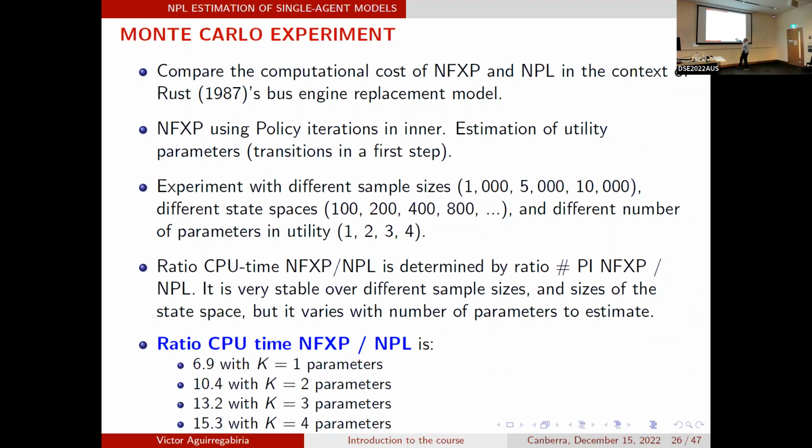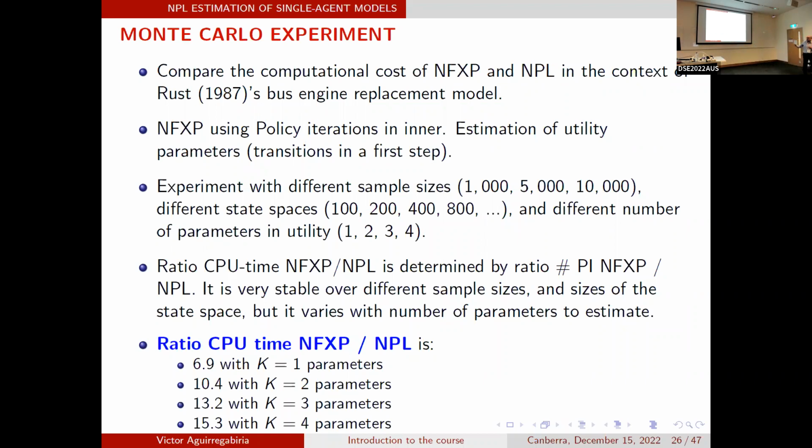And then in this experiment, what we get, this is the average time over, for each of these DGPs, we consider 1,000 replications, okay, to have some idea of what the average is. Again, everything is very stable across the different Monte Carlo samples, okay? Then with one parameter, the nested fixed point needs 7 times as many policy iterations as NPL. With 2 parameters, this increases to 10. With 3 parameters, this increases to 13. With 4 parameters, this increases to 15, okay?